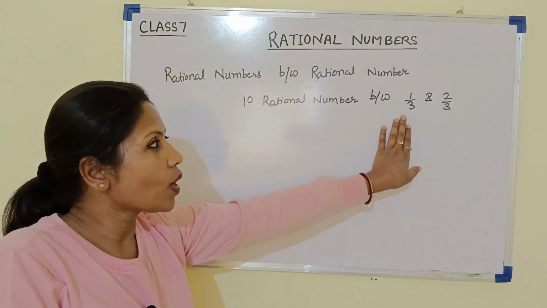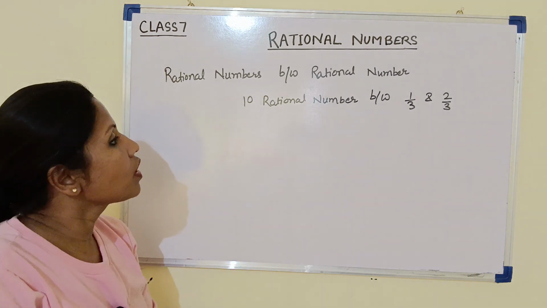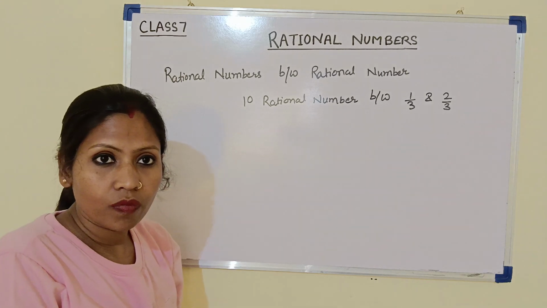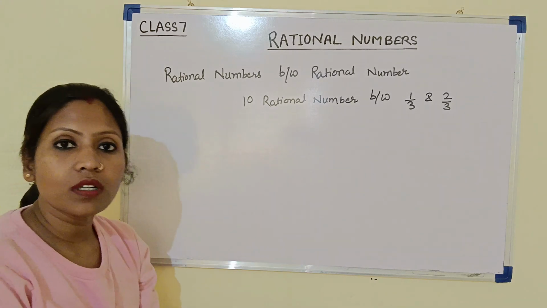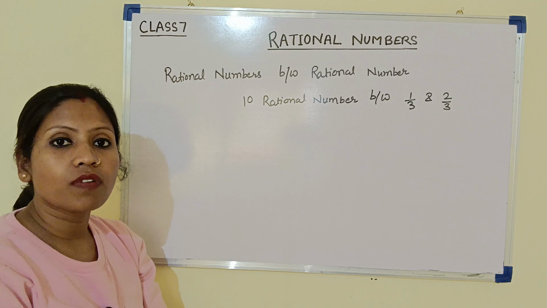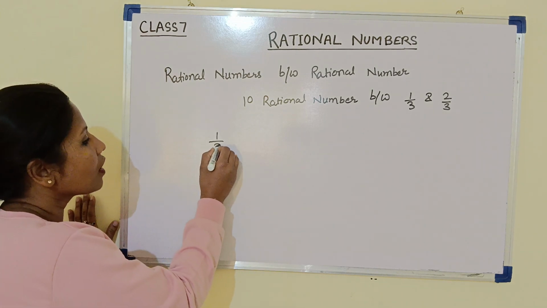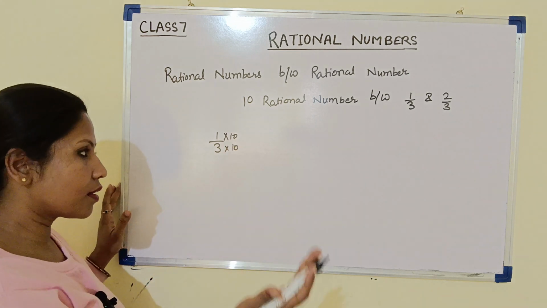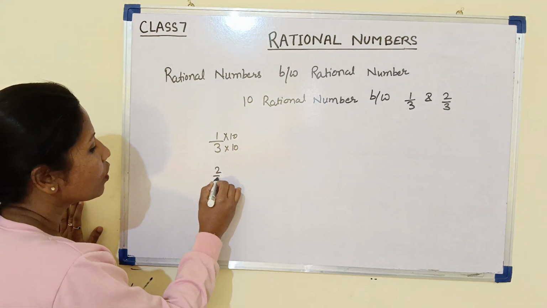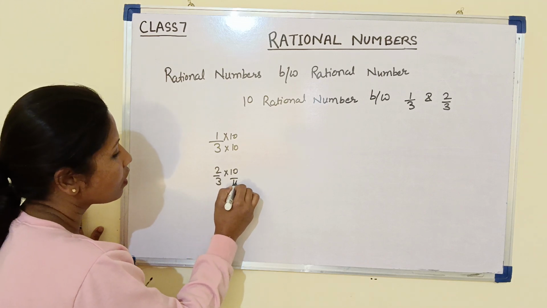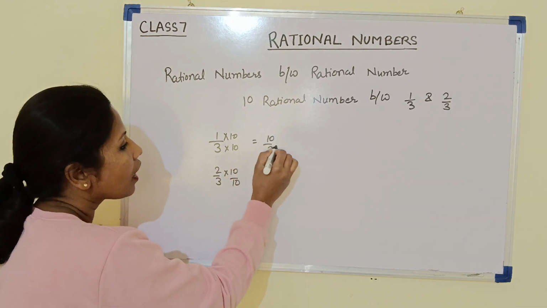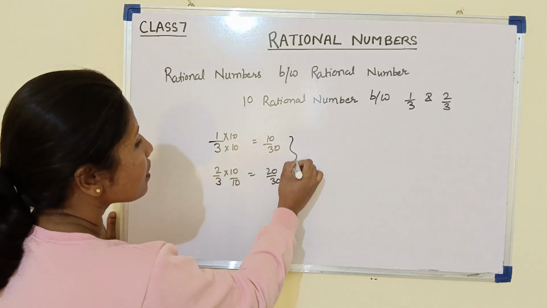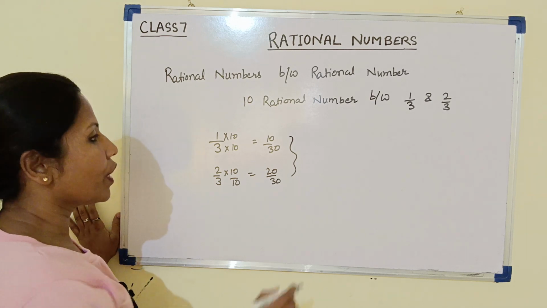But if you look at 1 by 3 and 2 by 3, it seems like we are not able to find any rational number, right? After 1, it's coming 2. So now we will jump to the concept of equivalent fractions. Let's make them equivalent and multiply by 10. Let's try and see. So this will be 10 by 30 and this will be 20 by 30. Now find the rational numbers between 10 by 30 and 20 by 30.